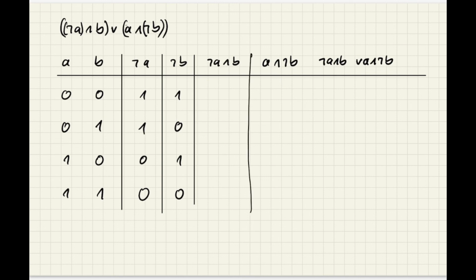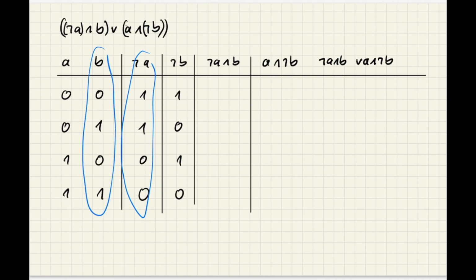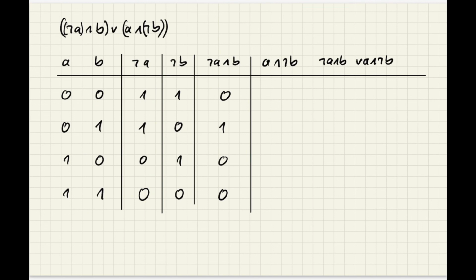Done. Okay, next column. I look at the column with not A and the column of B, and then I'm computing not A and B for each row. So that means I have 1 and 0, this is 0. 1 and 1, that's 1. 0 and 0, that's 0. 0 and 1, that's 0.